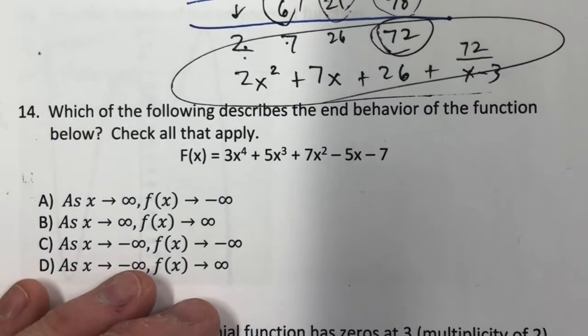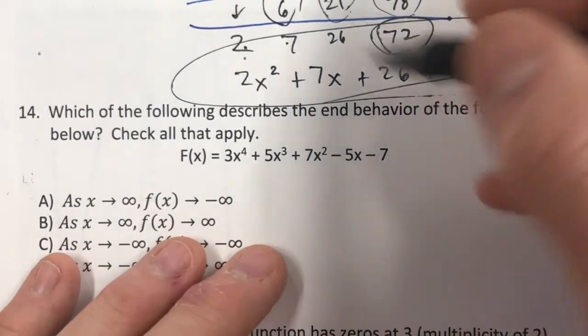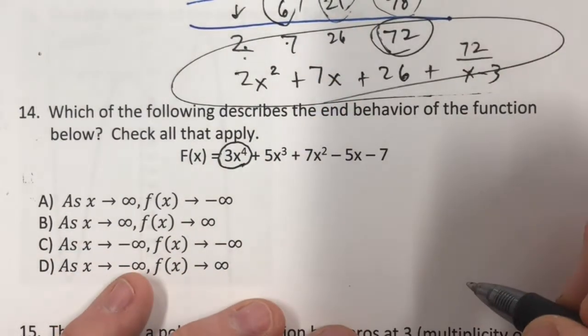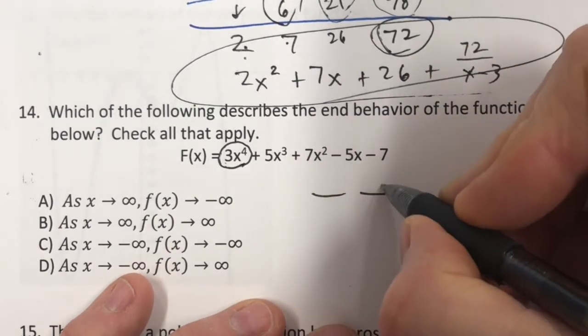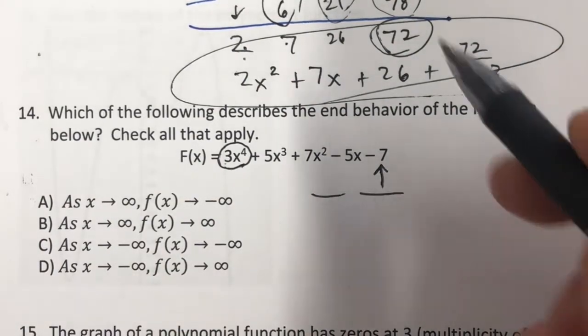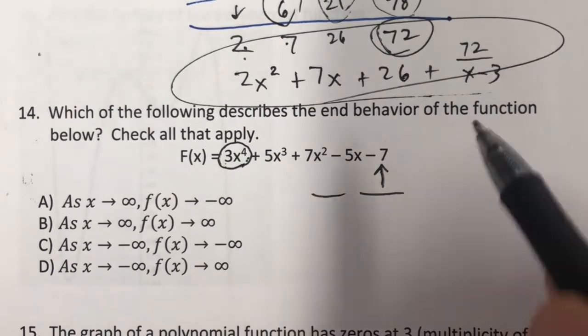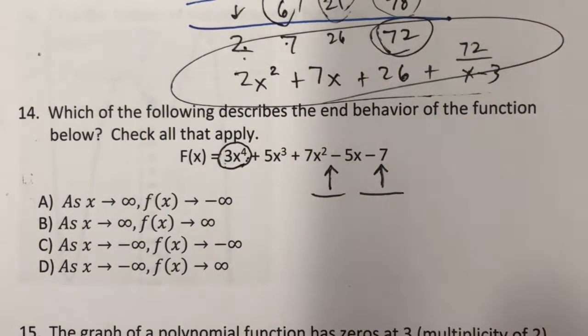14, which of the following describes the end behavior of this function? All right, so the end behavior, you look at your lead term with the highest power, which is this one right here. Okay, it's positive. It's a positive 3x to the 4th, which means on the right side, it's going up. Now, it's the 4th degree, which is even. So if it's even, they both do the same thing, which means they're both going up.